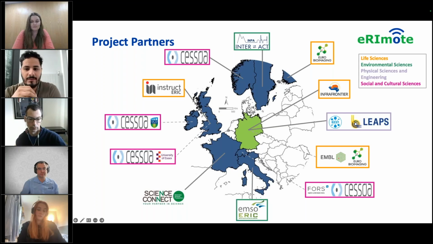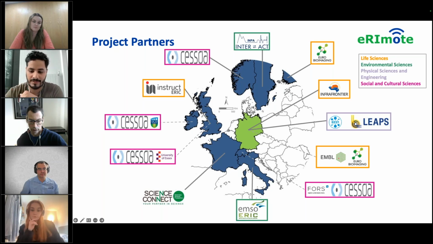Here you can see the map of partners directly involved in the eRImote project. The consortium involves highly recognized European research infrastructures that cover the different S3 domains like life science, environmental sciences, physical sciences and engineering, and also social and cultural sciences.